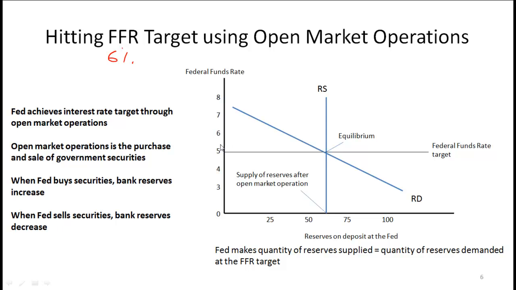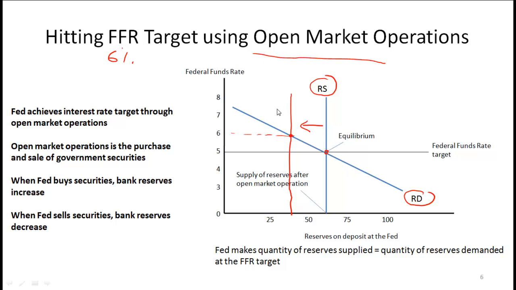Now, given this picture, the federal funds rate is at 5% because the supply of bank reserves intersects the demand for bank reserves where the federal funds rate is 5%. If the Fed wants to increase the federal funds rate to 6%, what must it do? It must shift the reserves supply to the left. So the supply of money or the bank reserves must go down. How can the Fed make that happen? The Fed will make that happen through open market operations.